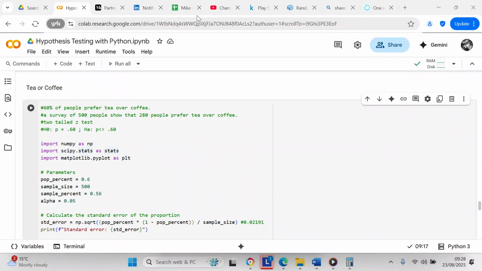So now we're going to set our parameters. Population percent is 60%. Sample size is 500. Sample percent is 56%. And your alpha, which is your significance level, is 0.05.